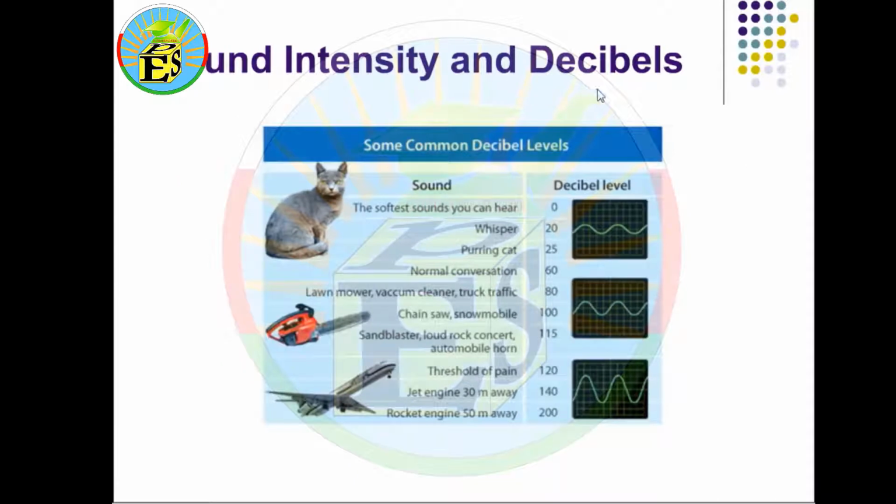Sound intensity and decibel. What's the meaning of decibel? Decibel is the unit for measuring sound. This picture gives a measurement of the sound intensity by decibel for different sounds like plane, saw, cat whisper, different things. And we must see the change in the wave of the sound, amplitude also, and frequency or wavelength.